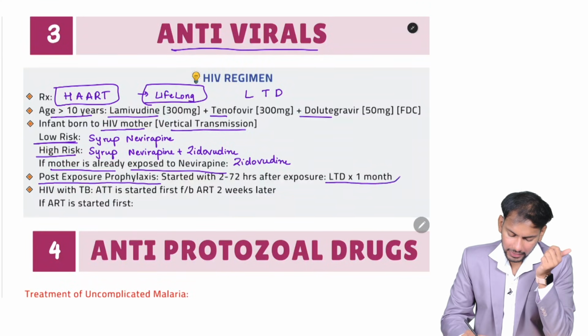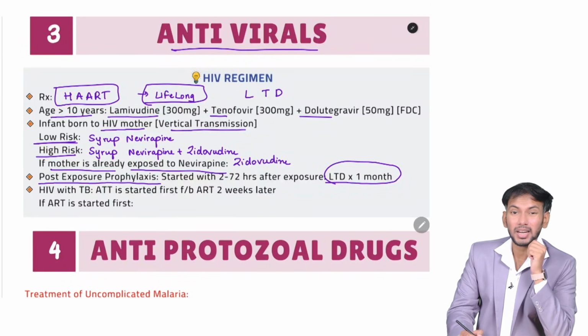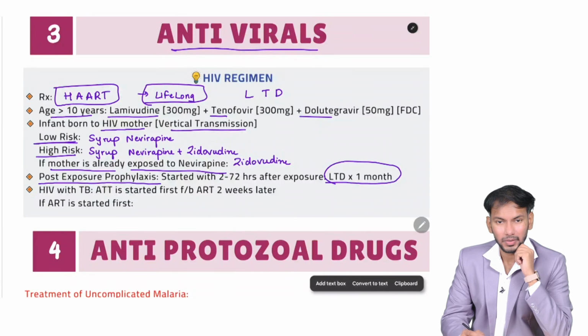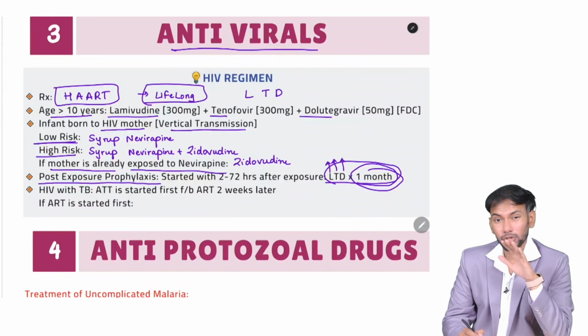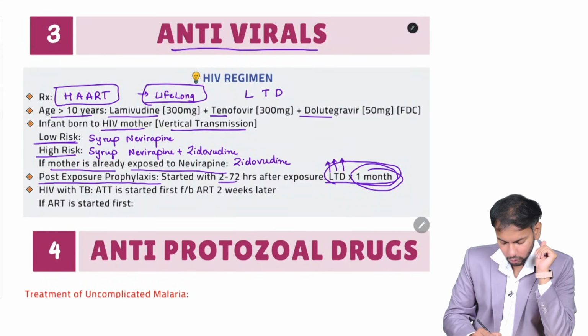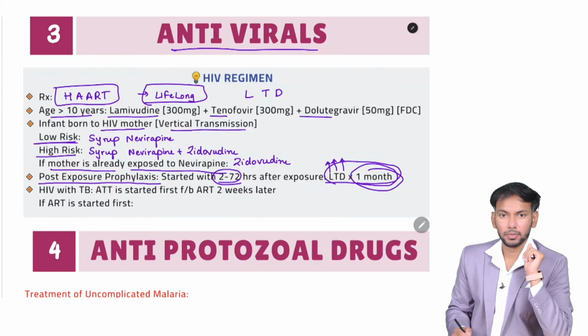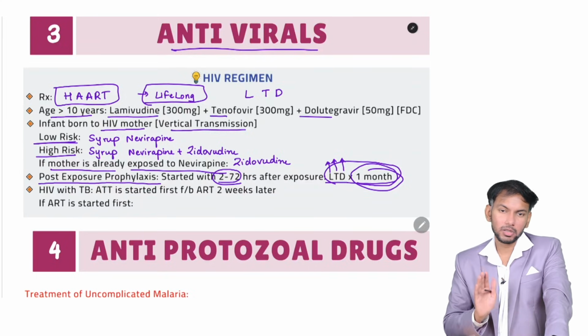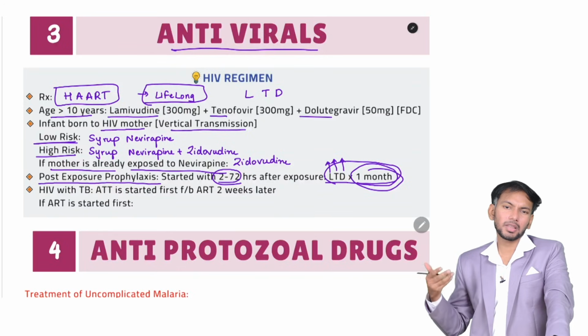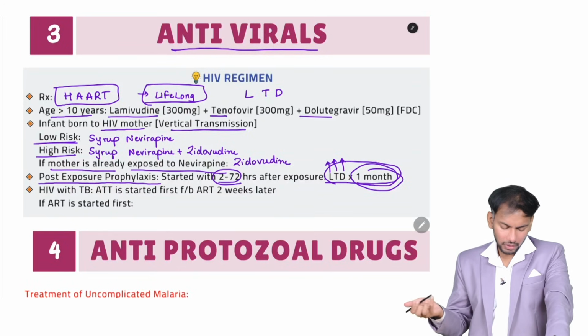You should start LTD treatment for 1 month. Yes, LTD you already know: lamivudine, tenofovir, dolutegravir. You have to give it for 1 month. But when should you start this? You should start this within 72 hours of exposure. As soon as the needle prick injury happens, within 72 hours you have to start LTD and you should use it for 1 month and get it tested for HIV.